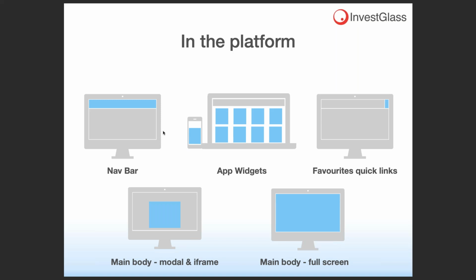Then you have the main body modal and the main body full screen. Those main body modal iframe and full screen options help to nest InvestGlass iframes as well as third-party applications into InvestGlass. As you see, the result is either a modal on iframe, which means that you can constrain height and width, or it's a full screen, and then it's the full screen. Obviously, here it's on a computer, but the full screen will be the full screen of a telephone if it's a small phone.